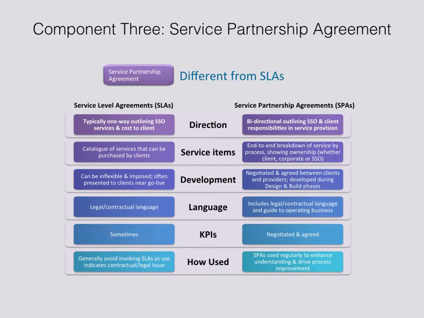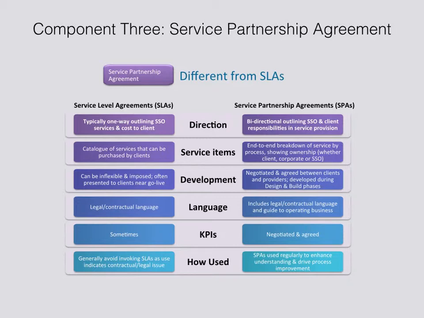SPAs allocate responsibilities for service delivery between the SSO, corporate departments, and the client, defining the appropriate level of service to meet the client's needs. The SPA exists to clarify the relationship and expectations between the SSO and its clients, provide a framework for performance measurement and process improvement, and increase the SSO and client's understanding of each other's needs.